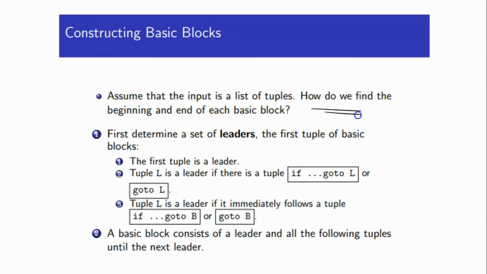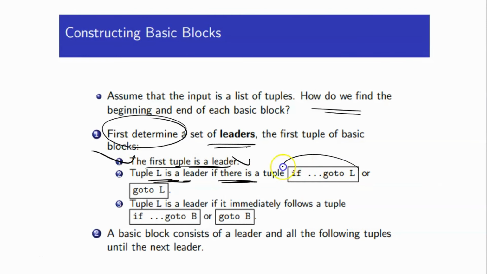First, what you do, first you find the leaders. What are the leaders? First statement is always a leader. The very first tuple is always the leader. And if you have a conditional or unconditional statement, then the target of the conditional or unconditional statement is also a leader. So this L will be leader. Remember, target of conditional or unconditional statement is a leader.